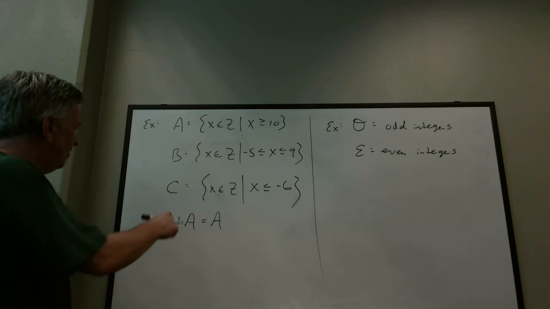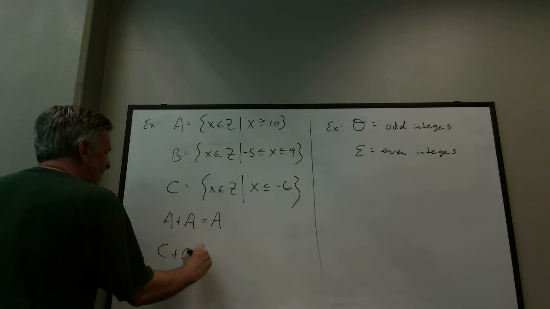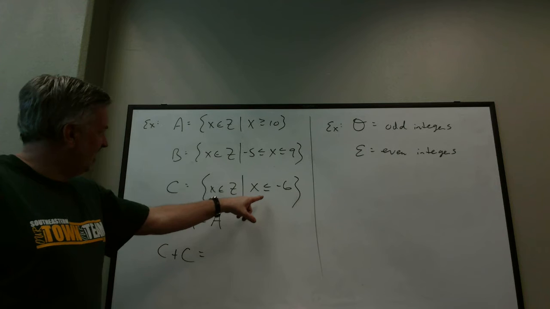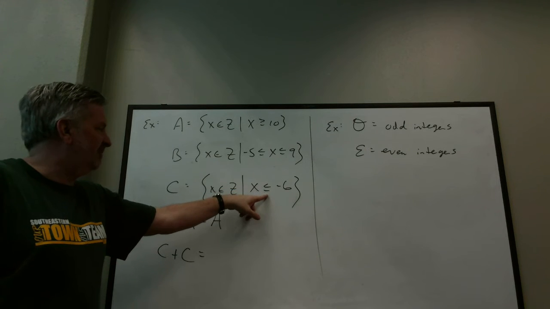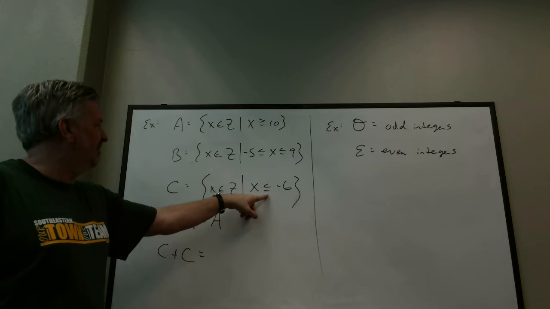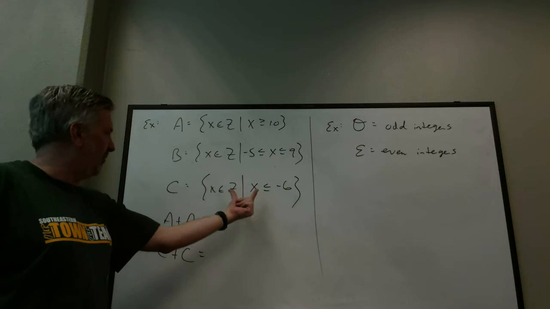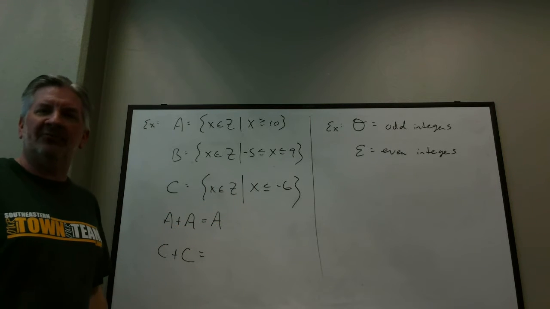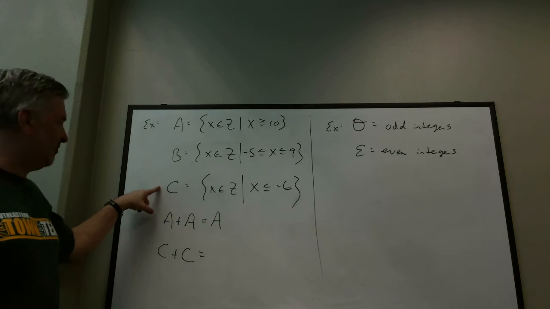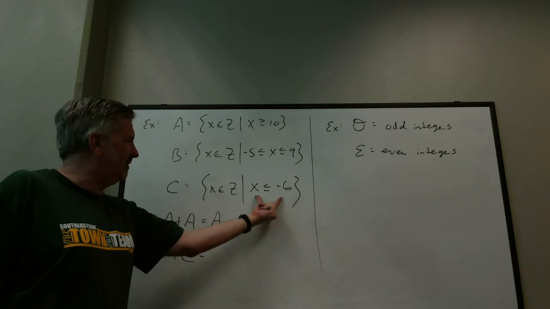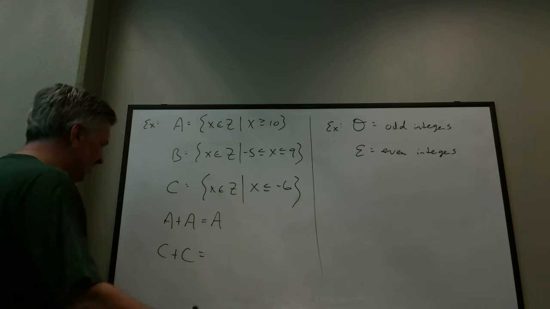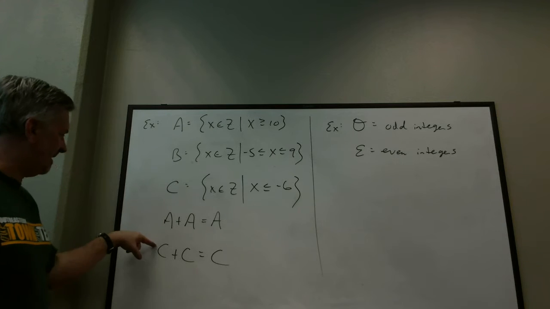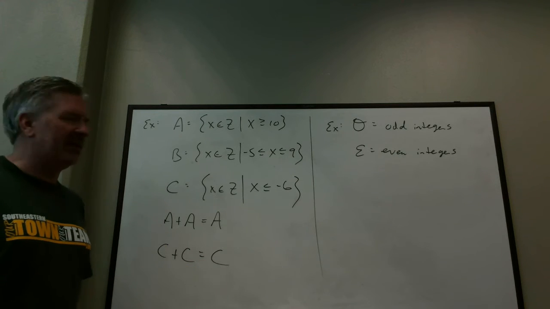What about C? What if I tried to do C plus C? Well, if I picked an element in C, say -12 and -12, both of those are in C. If I add those together, I get -24, which would be back in C. And that's true if you pick any two elements in C and add them together, you'd be back in C. So it would make sense to say set C plus set C is set C.